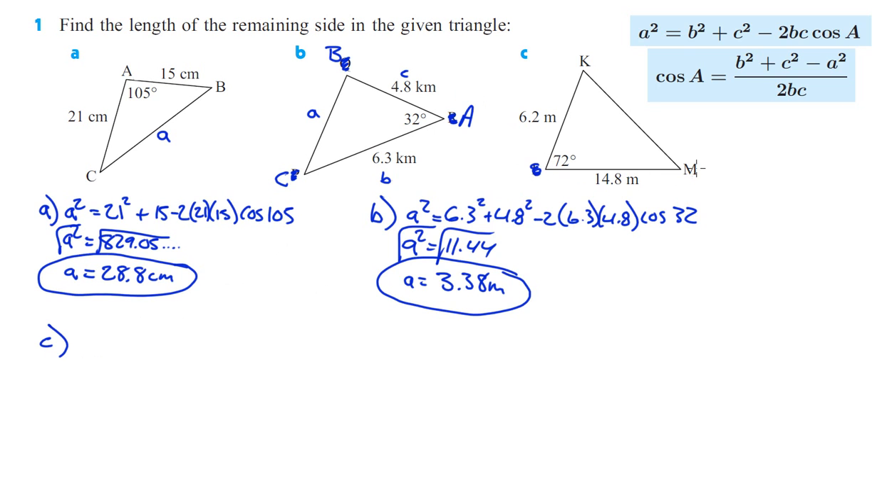So again, I'm going to get rid of these letters here and assign them the ones that we want. So we want the angle to be A, so across from that's little a. And then let's call this B, so that's little b, this capital C, and that's little c. Okay, so then we just do a squared equals b squared, which is 14.8, plus c squared, which is 6.2, minus 2 times b, which is 14.8, times c, which is 6.2, all times the cosine of angle A, which is 72.